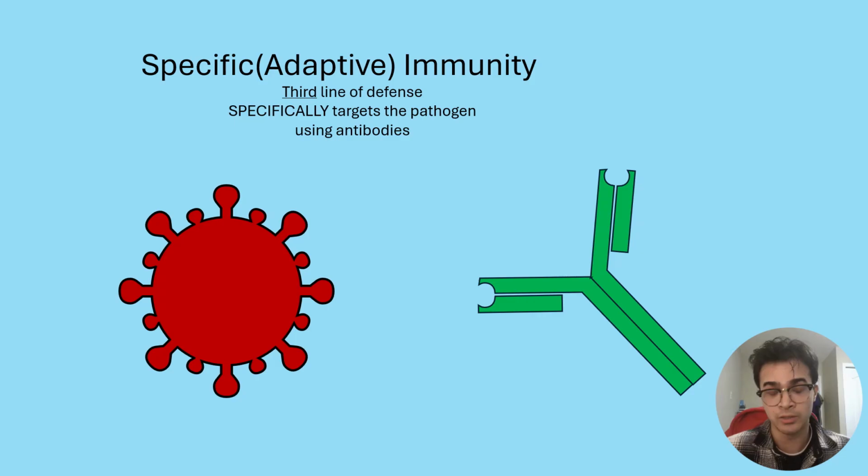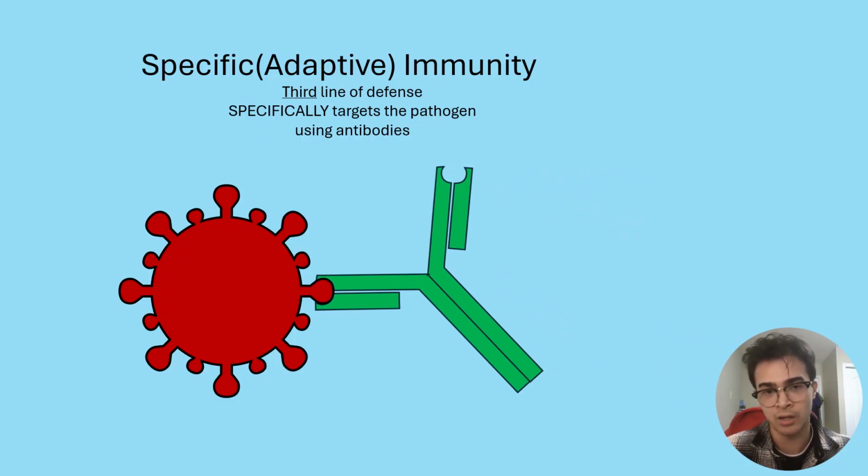If an illness bypasses the first and second lines of defense, then our specific immunity is called in for support. This system works essentially like a lock and key. So we have our red virus on the left, and then this green structure on the right is an antibody, which is produced by the immune system. It works by attaching onto a part of the pathogen. This is called an antigen. So the antibody, which are the good guys, attaches to an antigen, which is a part of the illness or the bad guys.